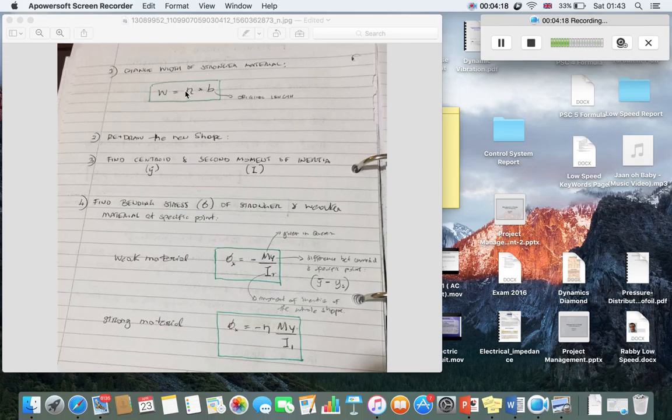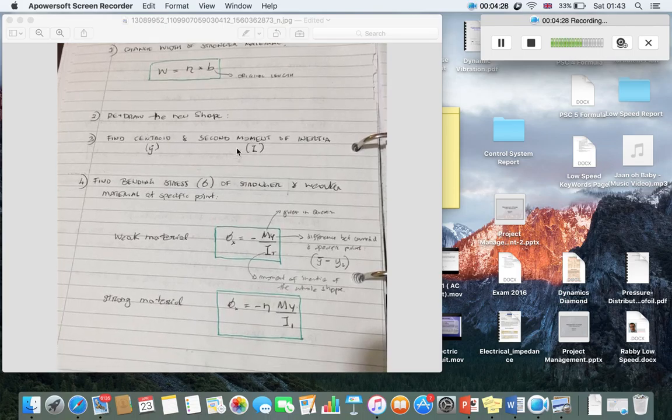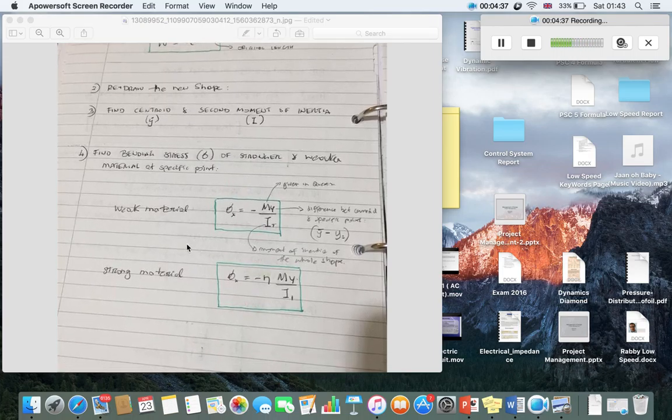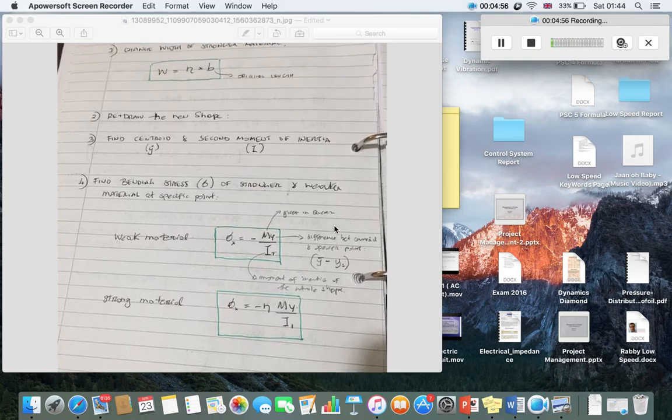And as we get that number value, we need to find out the new width of the stronger material, which is of course bigger. So we do the ratio times the original base. So we find the new width, and we redraw the shape, and then we find the centroid of the whole object, the second moment of inertia of the whole object, and then once we have found that, we can find the bending stress of the stronger and weaker material. So this is the formula for the weaker material, and this is the formula for the stronger material, which is quite straightforward. And just to let you know, the difference between the specific point required in the question and the centroid of the whole system is what you have to remember.